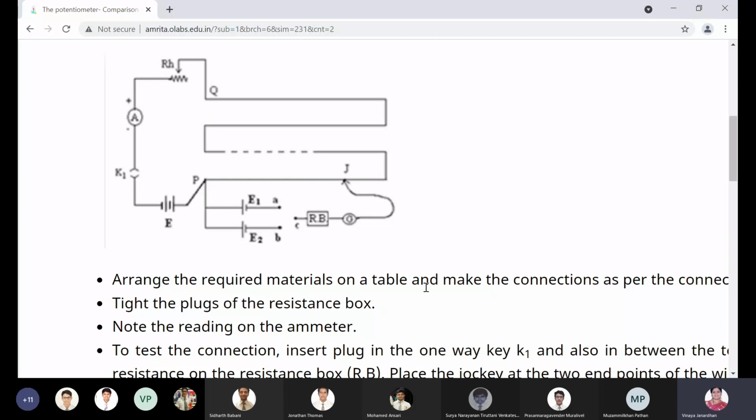See, the more the length of the potentiometer wire, the greater will be the sensitivity. The device will be highly sensitive, which means you can measure the EMF of the cell more accurately. Highly sensitive means for a very small change in length, there will be large scale deflection in your galvanometer.